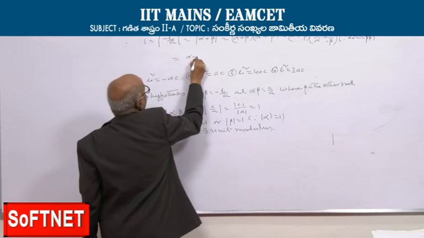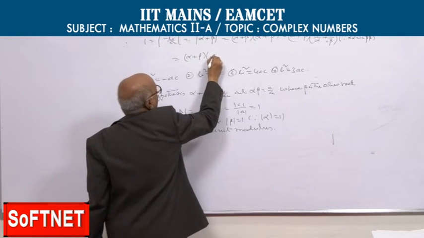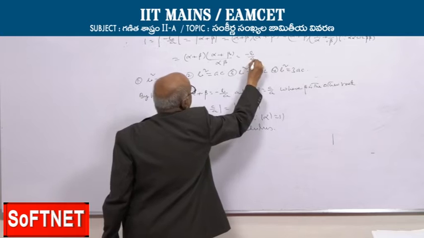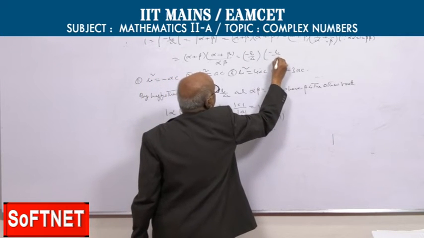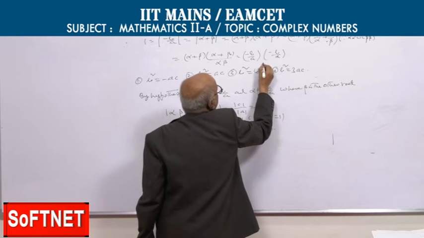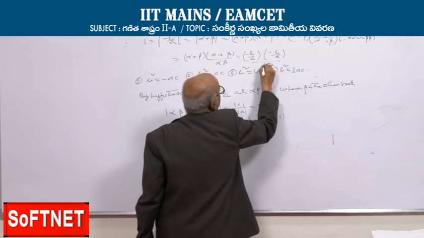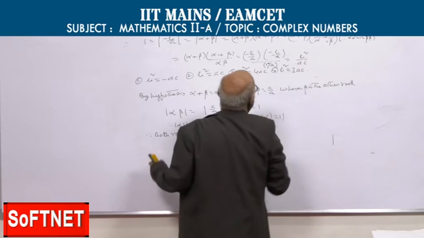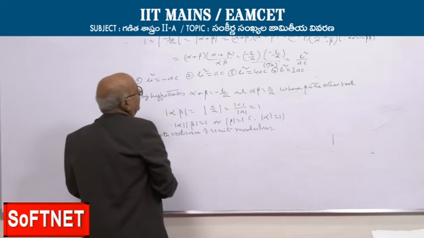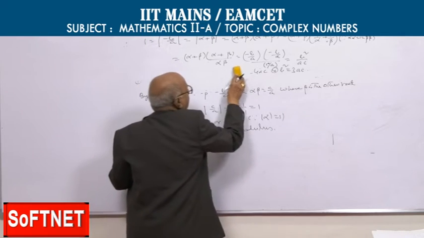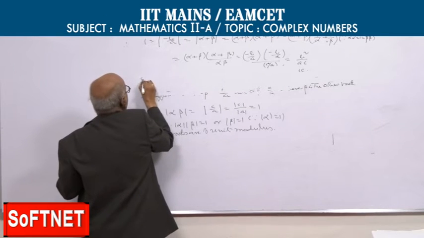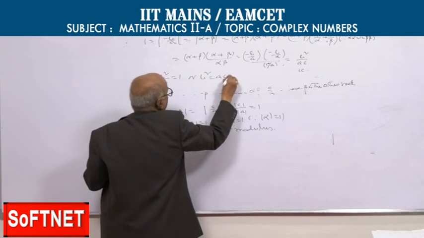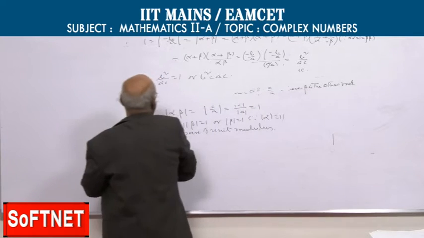So that is alpha plus beta into alpha plus beta by alpha beta. So that is minus b by a into minus b by a by c by a. So this shows that b square by ac. So therefore b square by ac is equal to 1, or b square is equal to ac. Correct answer is number 2.